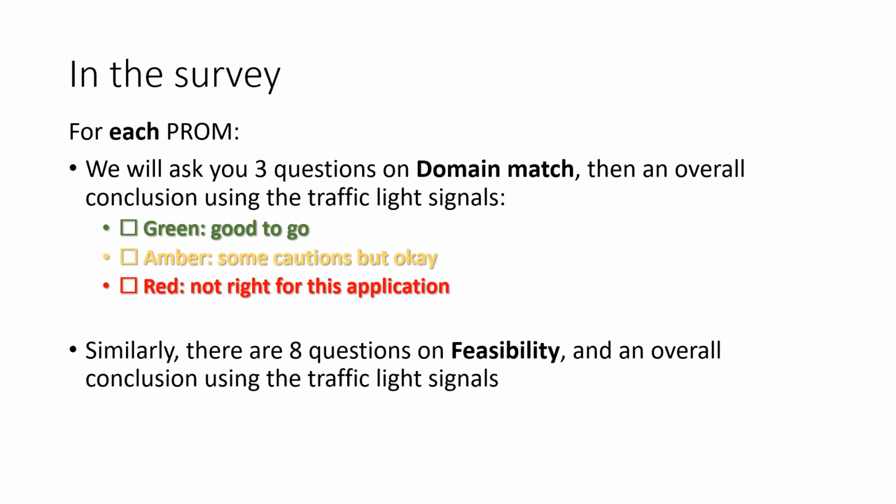Now talking about the survey. For each PRP, there will be 3 questions on domain match, followed by an overall conclusion using the traffic light signals. Green is good to go. Amber, some caution but okay. Red is not right for this application. For feasibility, there will be 8 questions, and then an overall conclusion using the same traffic light signals.